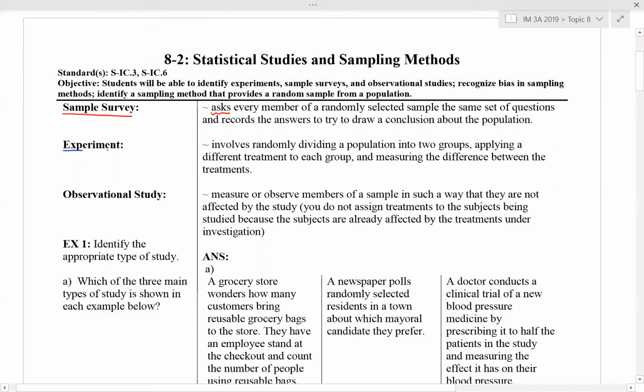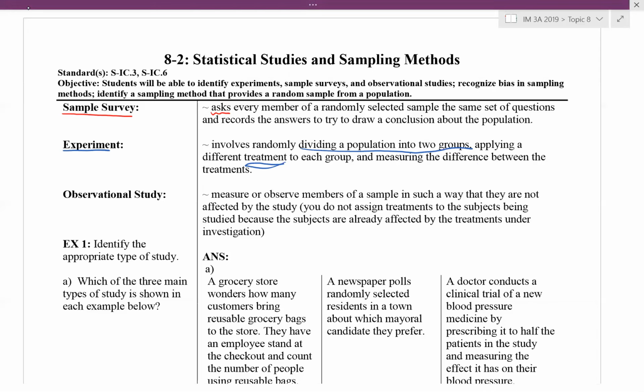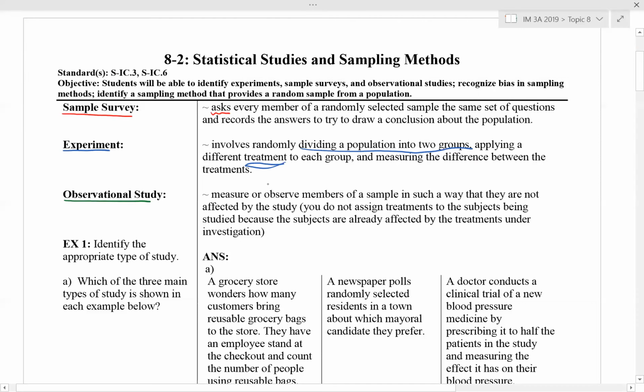An experiment involves randomly dividing the population into 2 groups, applying a different treatment to each group, and measuring the difference between the treatments. So I'm splitting up my sample, and I'm doing an experiment with 2 groups within my sample. And then an observational study is where members observe the sample in a way that they're not affected by the study. So I'm literally just observing something that is already happening, such as an animal in its natural habitat, or just the regular goings on of whatever it is that I'm interested in.